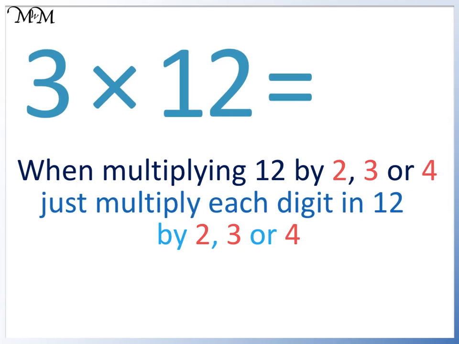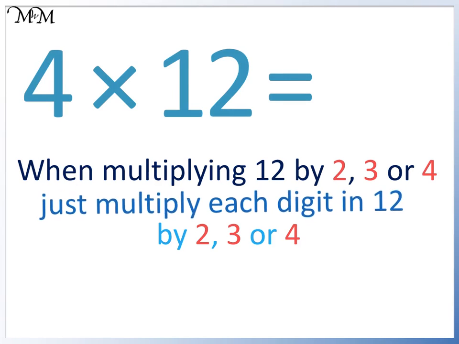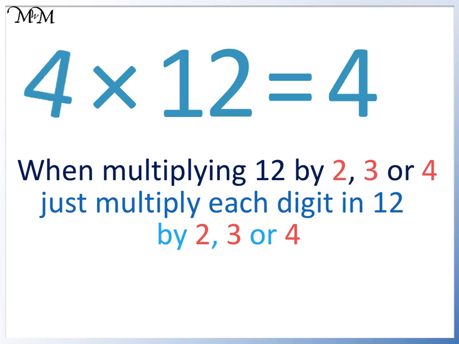We multiply each digit in 12 by 3. 3 times 1 equals 3, and 3 times 2 equals 6. 3 times 12 equals 36. In 4 times 12, we multiply the digits of 12 by 4. 4 times 1 equals 4, and 4 times 2 equals 8. 4 times 12 equals 48.